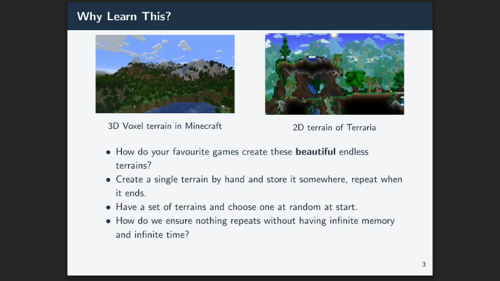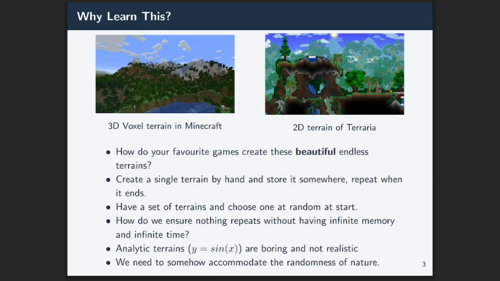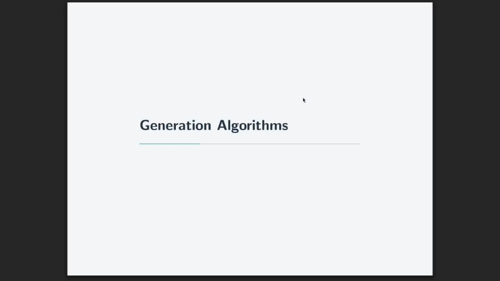One solution could be we're going to use analytic terrains like y equals sin x. Then we don't need to store every position because we know how to generate sin x at any given point. But that is boring and not realistic because it doesn't accommodate the randomness. So we have to somehow accommodate the randomness of nature in our code. Enter generation algorithms. We're going to explore 3 generation algorithms, each more complex and interesting than the previous one.